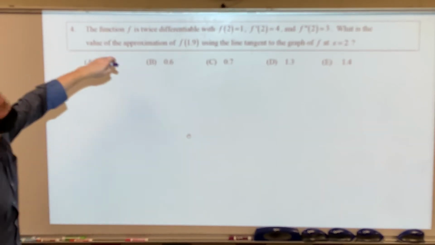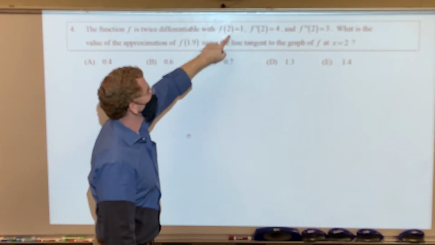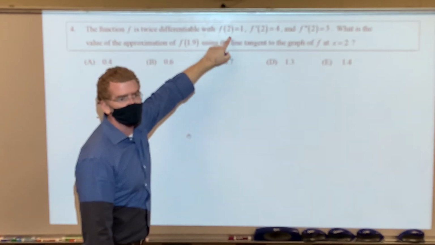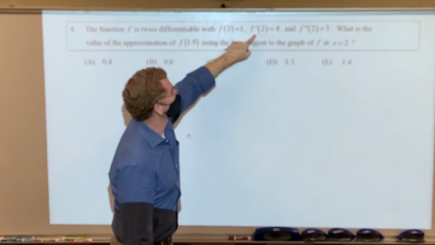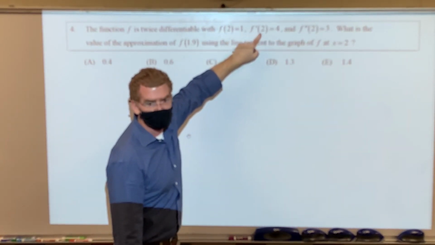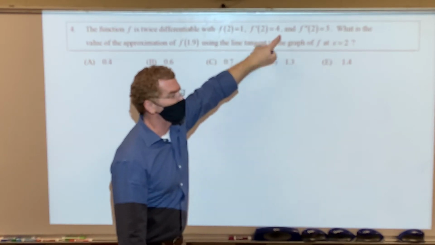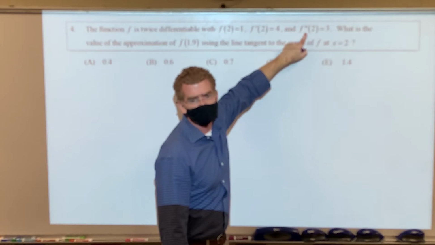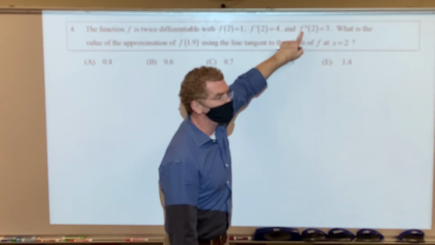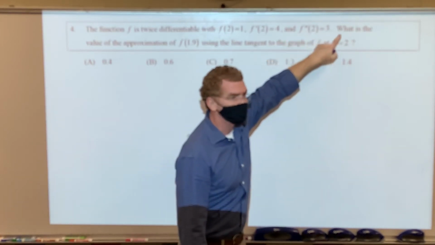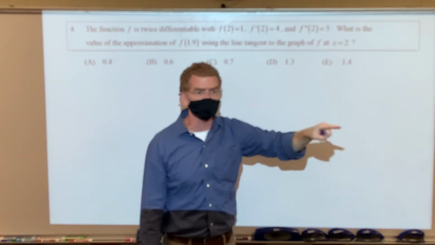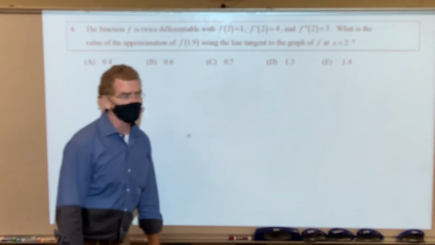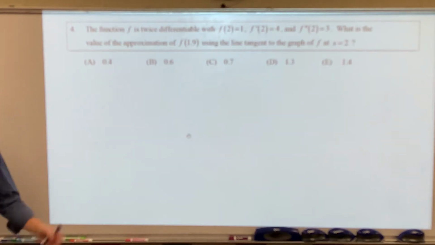Now, bottom line is, what am I giving you here? The point (2, 1). What am I giving you here? The slope at 2 is 4. What am I giving you here? And don't just say the second derivative of 2 is 3. I'm telling you that at 2, it's positive, which is telling you that the original function must be concave up there. Good. Which may not even be important.